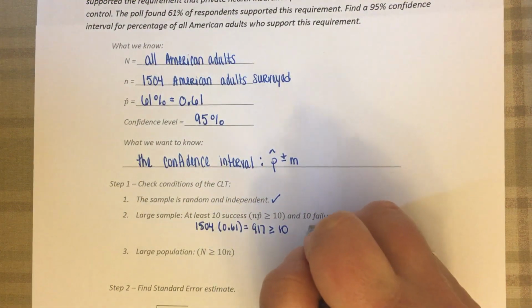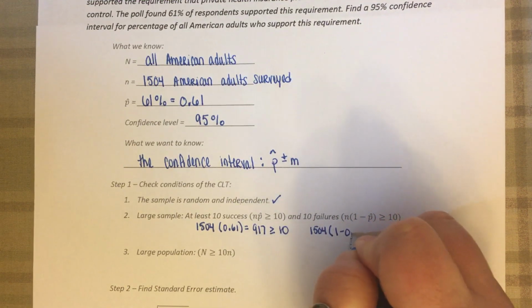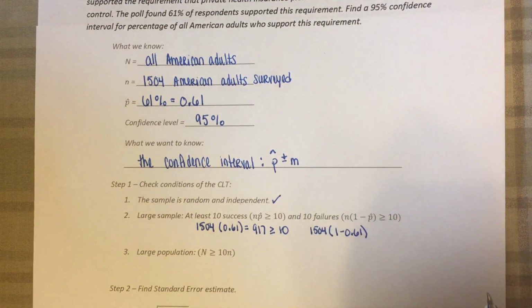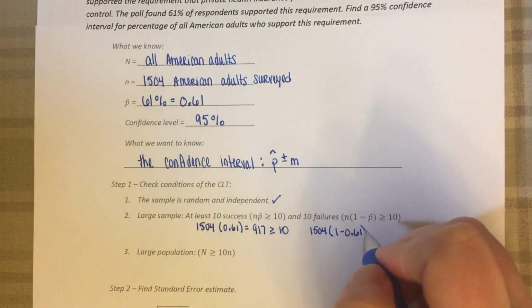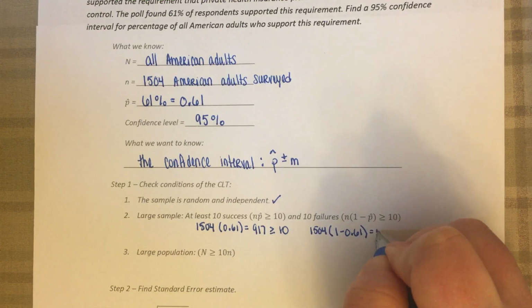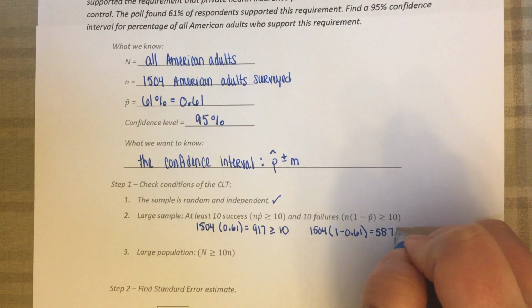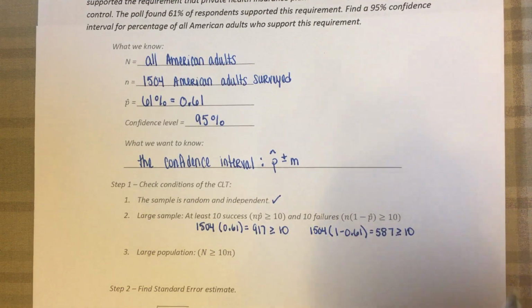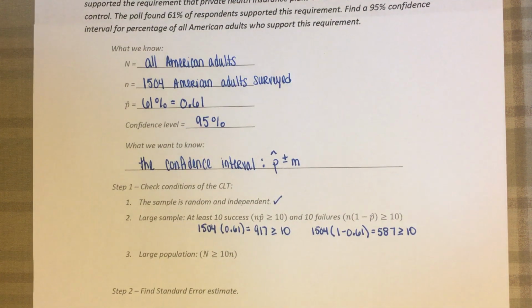And then our number of failures, 1,504 times 1 minus 0.61. So 1,504 times 39%, or 0.39, which gives us approximately 587, which is also greater than or equal to 10. As we're doing these, if we need to, go ahead and round to the nearest whole number. Again, we're checking that after we do this multiplication our value is greater than or equal to 10.